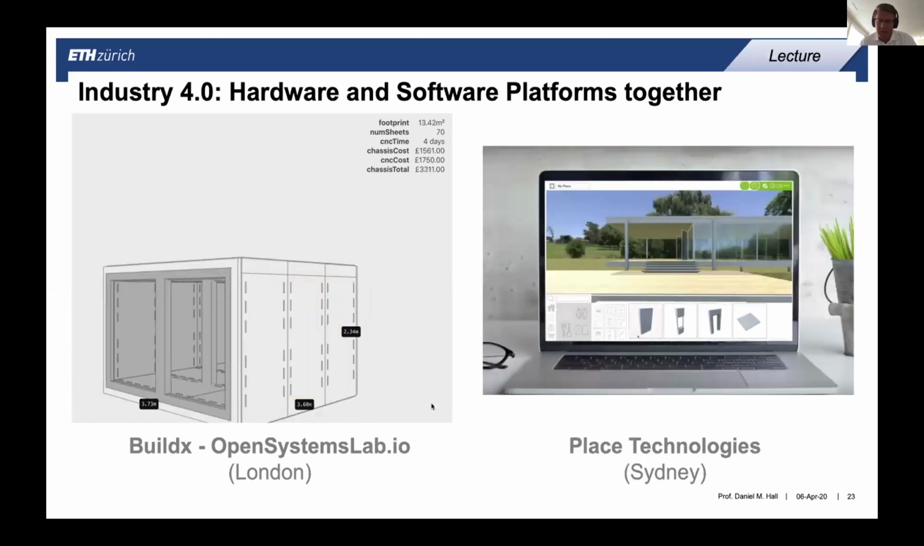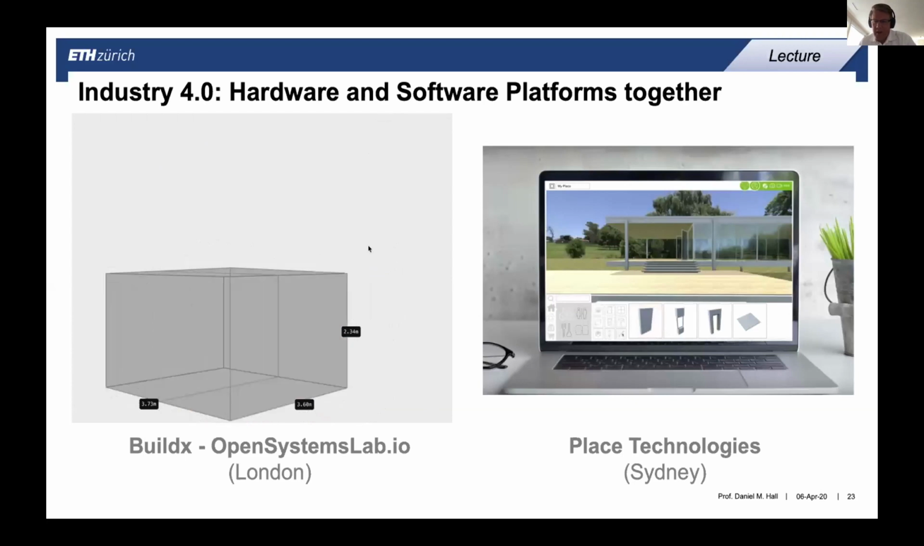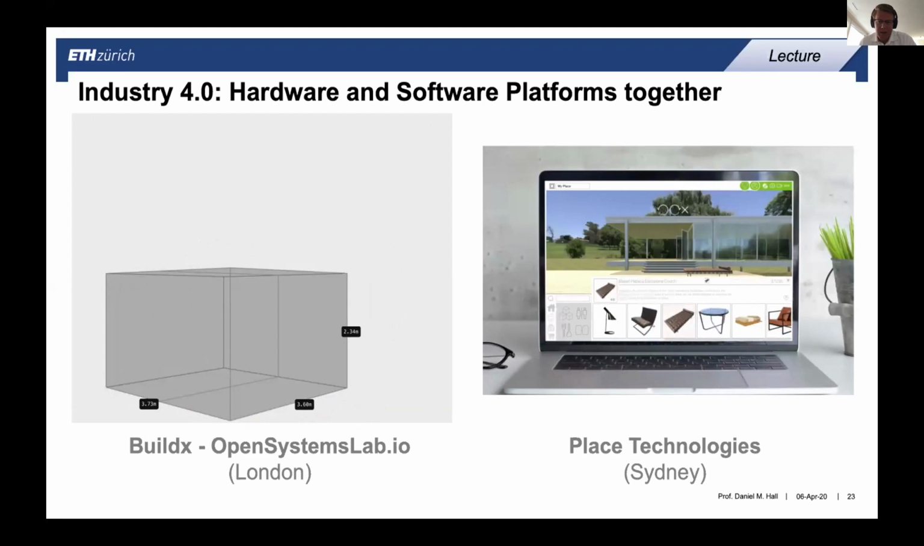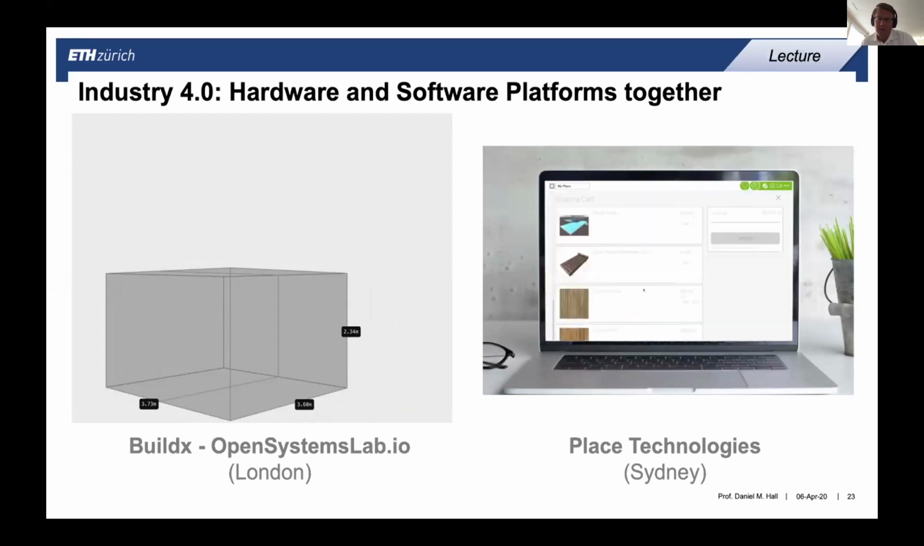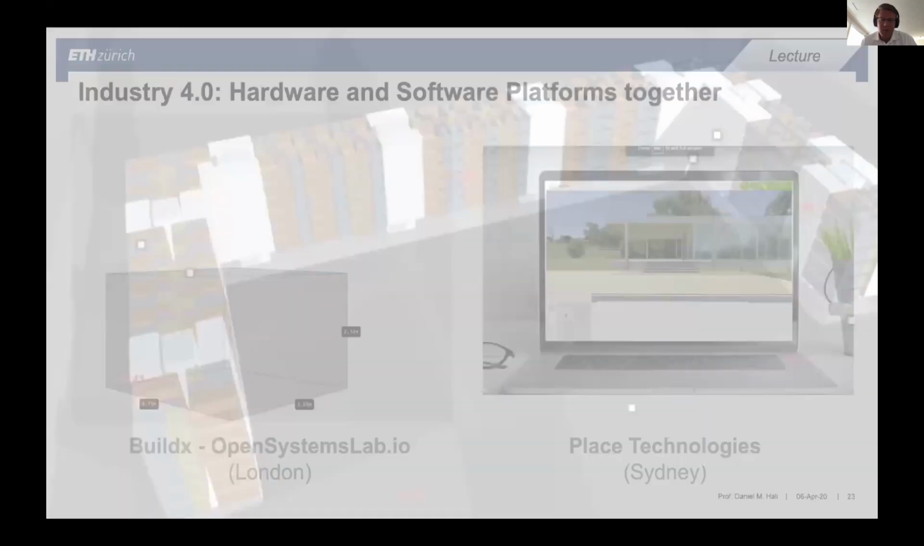Then you have examples like Place Technologies in Sydney, where you can walk through the space and start configuring. In this case, the video shows furniture, but you can configure kitchens and things like this. These are low resolution examples of hardware and software platforms being put together.